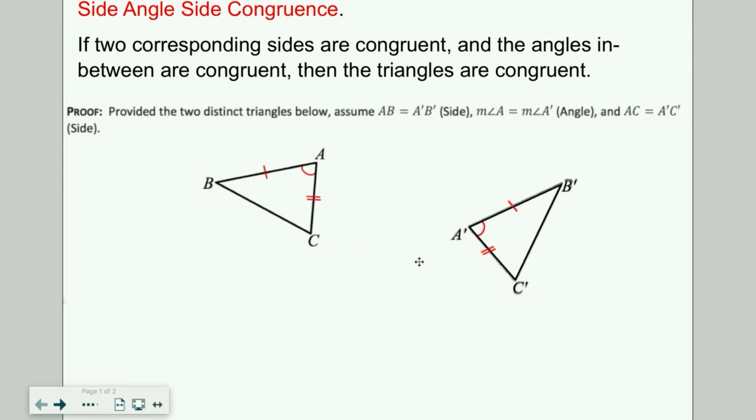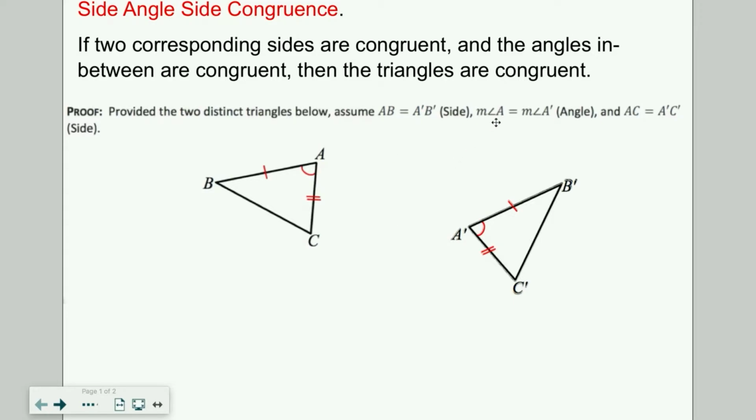Well, here are two triangles. We have triangle ABC and triangle A prime, B prime, C prime. Now this is saying that if two corresponding sides are congruent, let's see that. So side AB is corresponding to side A prime, B prime, right? Corresponding means that they are in the same position. Okay, so these dashes here indicate that those two sides are congruent in fact. We also know that side AC is corresponding to side A prime, C prime. And those two are congruent as well.